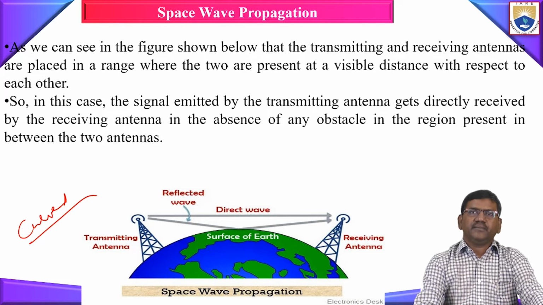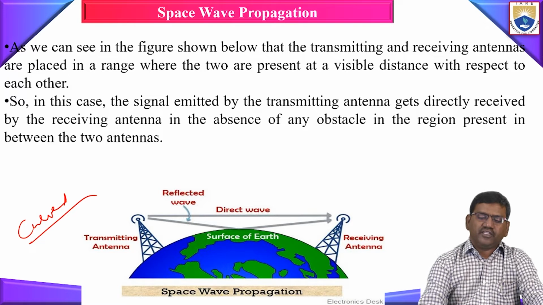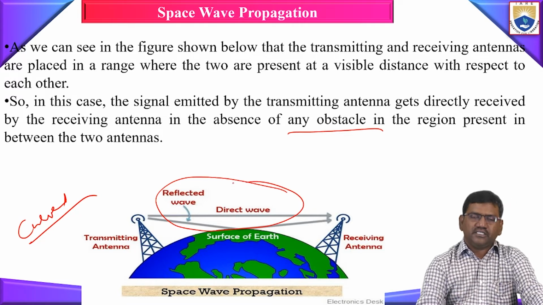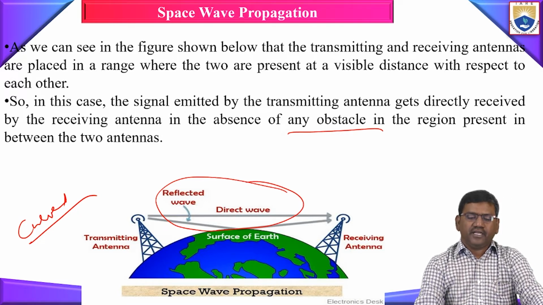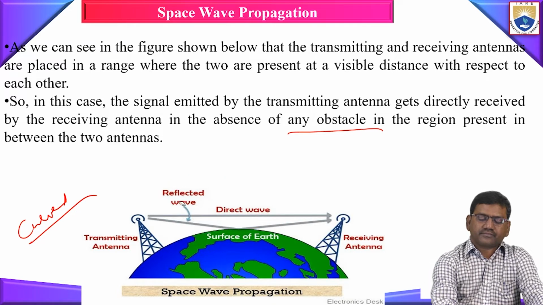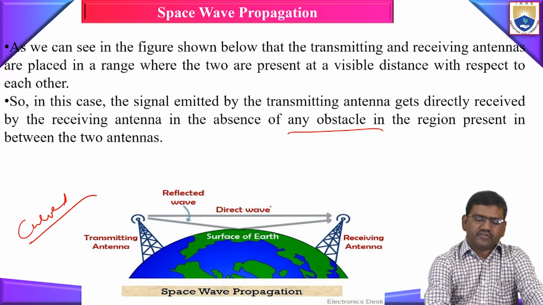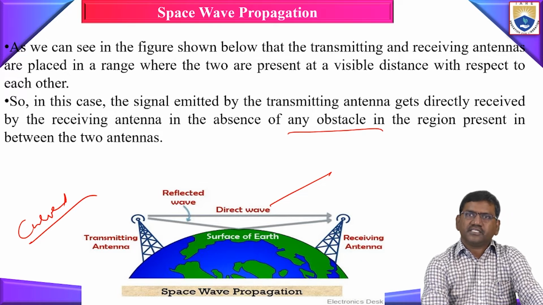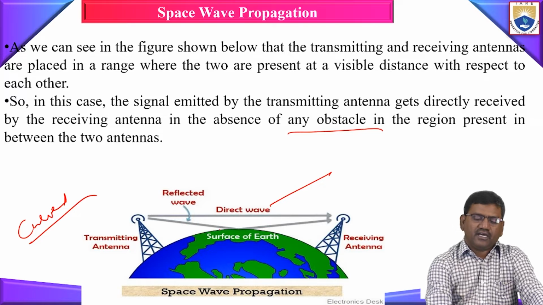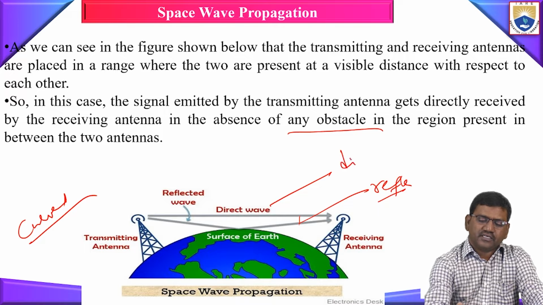The signal emitted by the transmitting antenna gets directly received by the receiving antenna in the absence of any obstacle. In this region, there are no obstacles, trees, or buildings between the transmitting antenna and the receiving antenna. Hence, the signal transmits directly from the transmitting antenna to the receiving antenna. These waves we call direct waves, and some other waves touch the surface of the earth. Those are known as reflected waves, and these are known as direct waves.